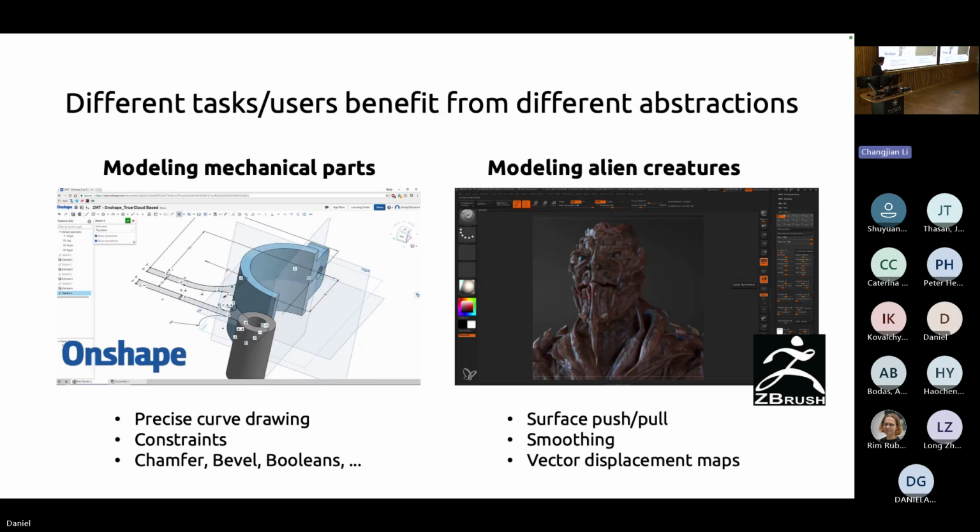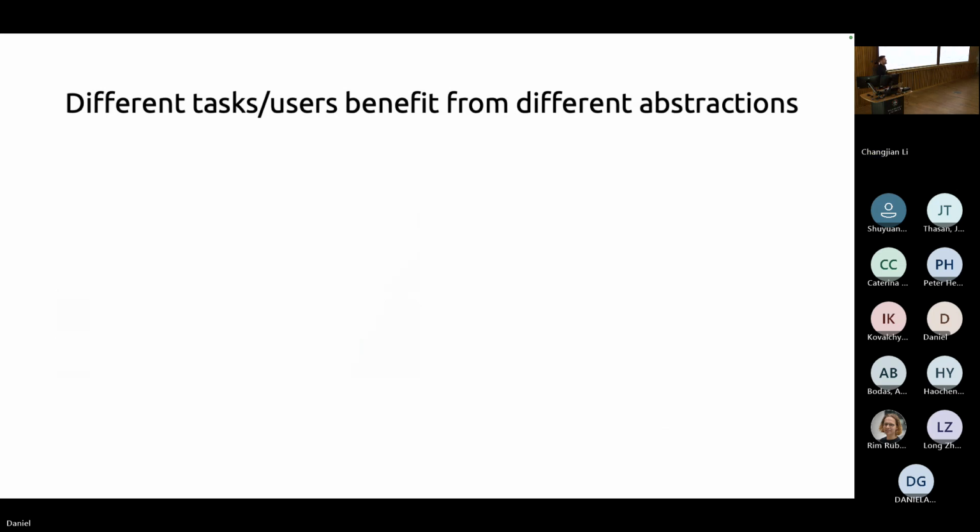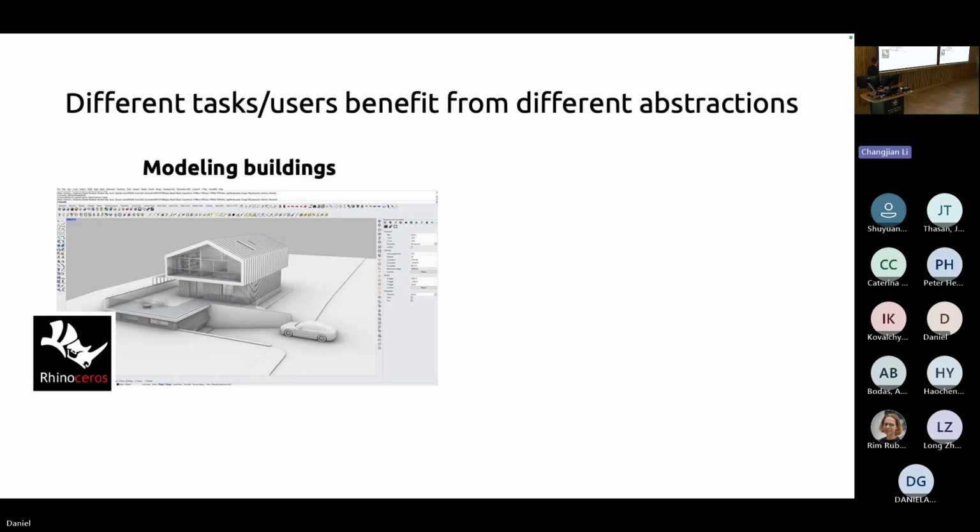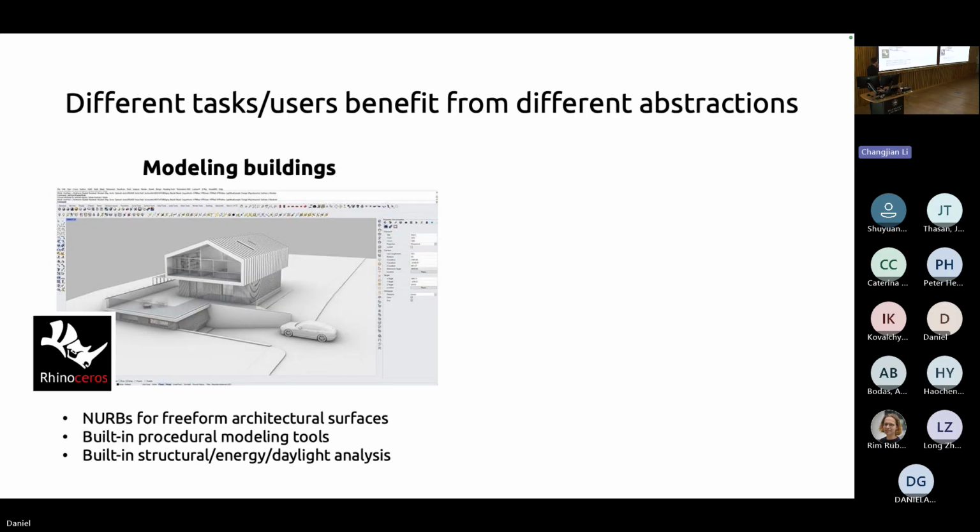Now, a less obvious, more nuanced example: even if we're talking about different people working in what we'll call CAD domains, there are different kinds of CAD tools that would be useful for different people. If I'm an architect trying to design a building, I might prefer a tool like Rhino, which has really mature tools for working with NURB surfaces to make interesting freeform architecture. It has really nice built-in procedural modeling tools for defining the repetitive elements that often feature in building architecture. And it has built-in analytical tools for things like structural analysis, energy usage analysis, how much daylight I'm going to get out of the structure.